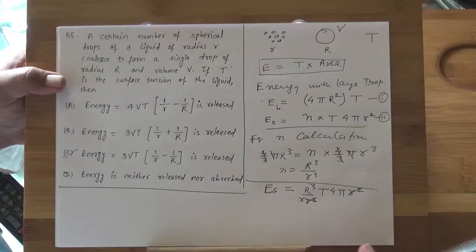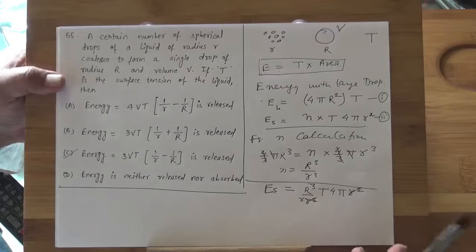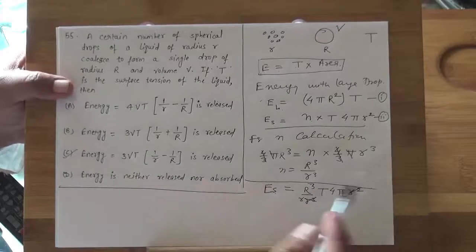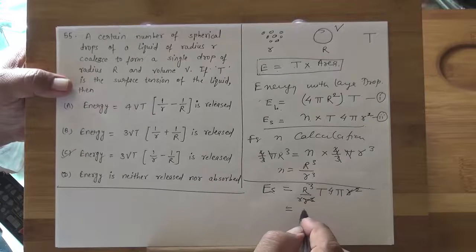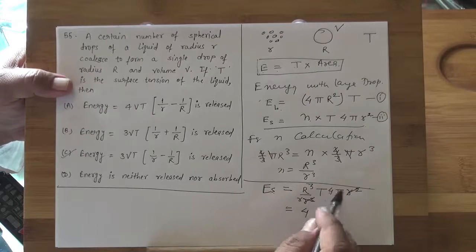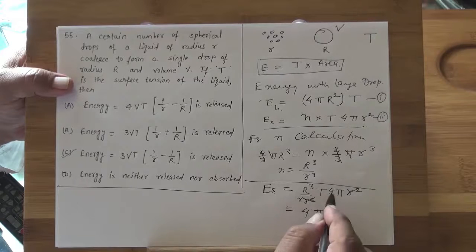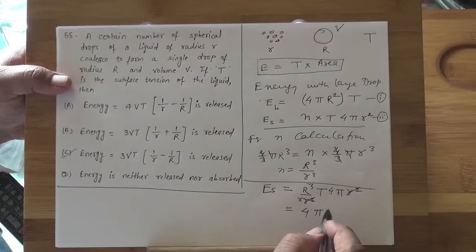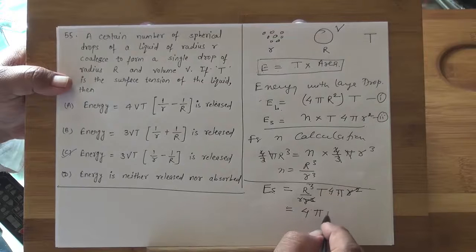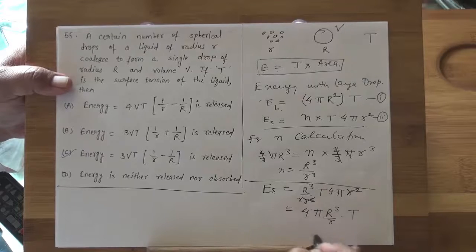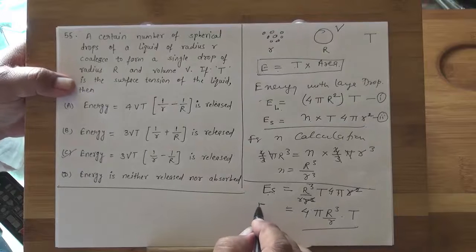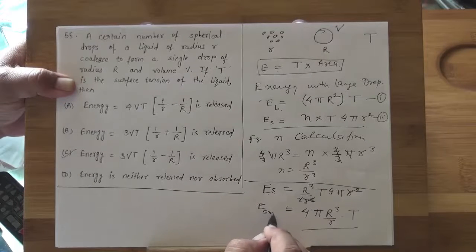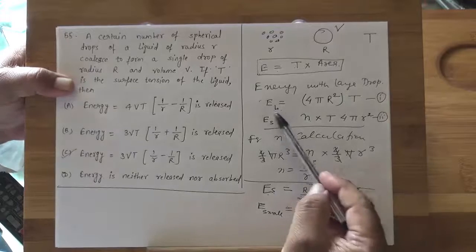Now, is it a gain or is it a loss? Energy of small: I will write it again clearly. This is 4 pi r cube upon r into T, the energy of the small drops, and this is the energy of the large drop.